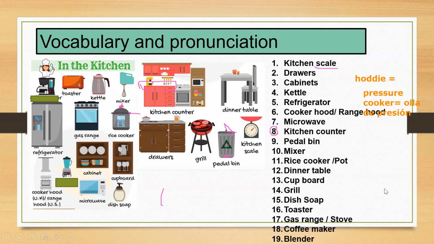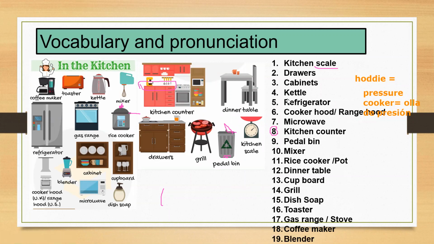Coffee maker, pretty easy. It's on the top, right? That's the coffee maker. And the blender. Where is it, the blender? Next to cabinet. Next to the cabinet. Very good. Okay, now, in order to practice the pronunciation, let's try to make some sentences.